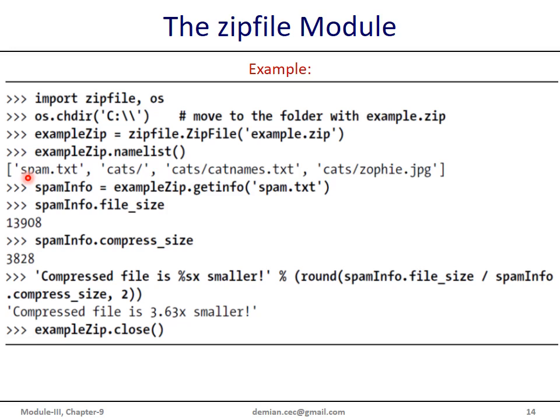For example, we want to know the size of spam.txt. We have to pass spam.txt as an argument to getInfo, and this will return an object called a ZipInfo object. So spamInfo is a ZipInfo object, which has a number of attributes. You can read the file size, you can read the compressed size, etc.